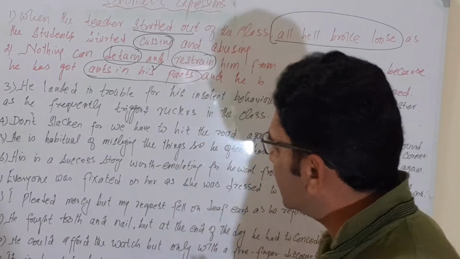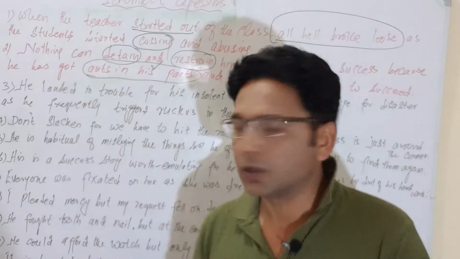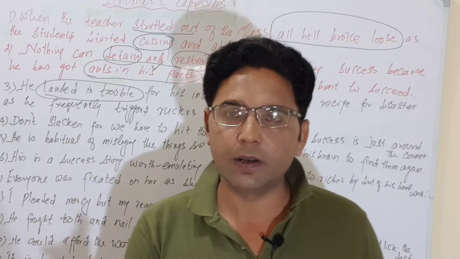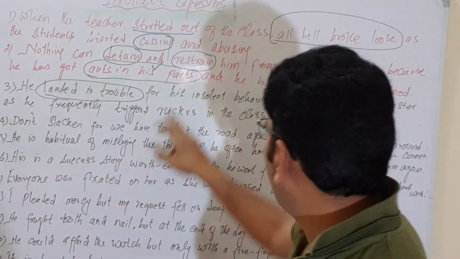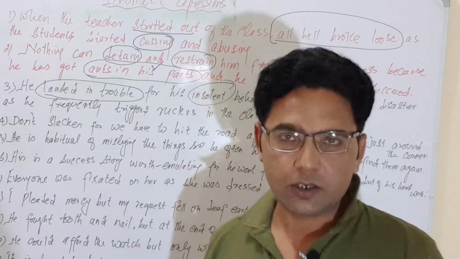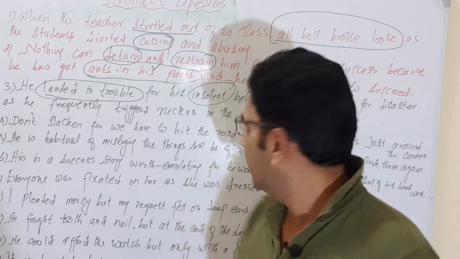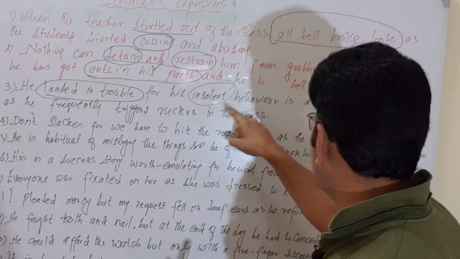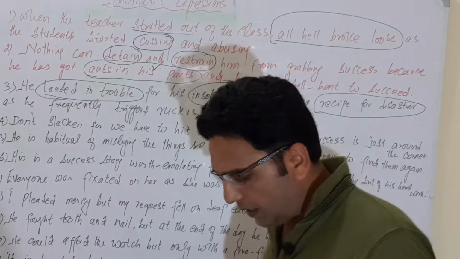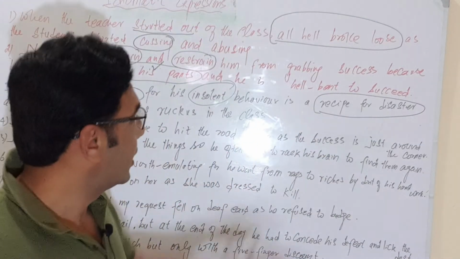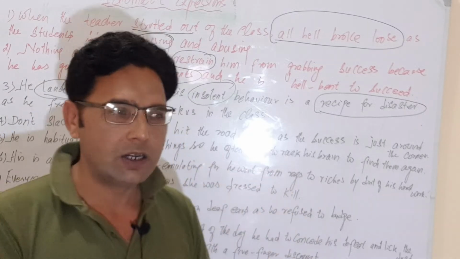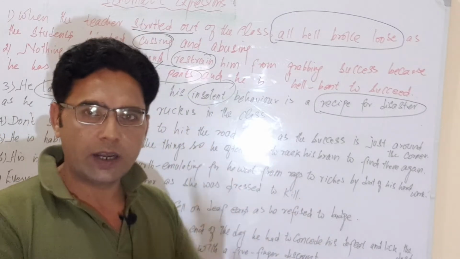The third sentence is: he landed in trouble. This is another expression in order to enhance your vocabulary. When you land in trouble, it means you are in trouble for his insolent behavior. Another word which I have placed in the sentence is insolent. Insolent means rude, haughty behavior, because insolent behavior is a recipe for disaster. So this is the third idiom which we are going to face in this lecture. When something is a recipe for disaster, it means you are inviting trouble, you are inviting disaster, you are inviting problems.